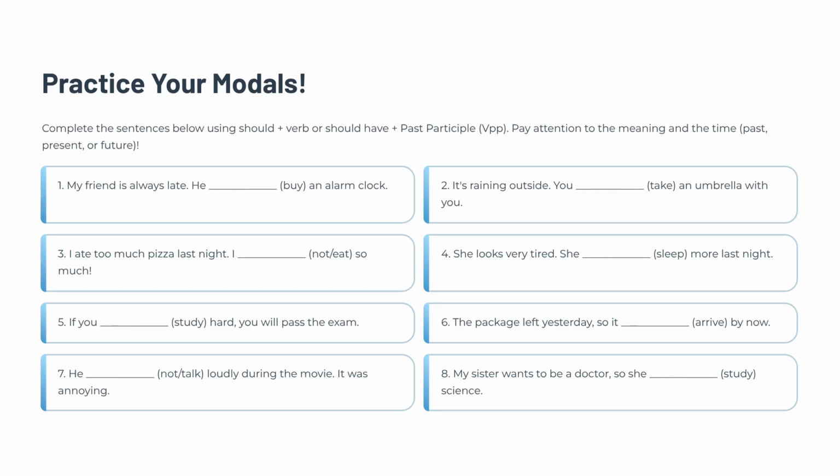All right, fantastic learners, we've covered a lot about should and should have. Now it's your turn to practice. Head over to our exercise slide. Remember the rules. Should for present or future advice and expectations. And should have plus VPP for talking about things that didn't happen but should have, or things that did happen but shouldn't have, and even things that probably happened.